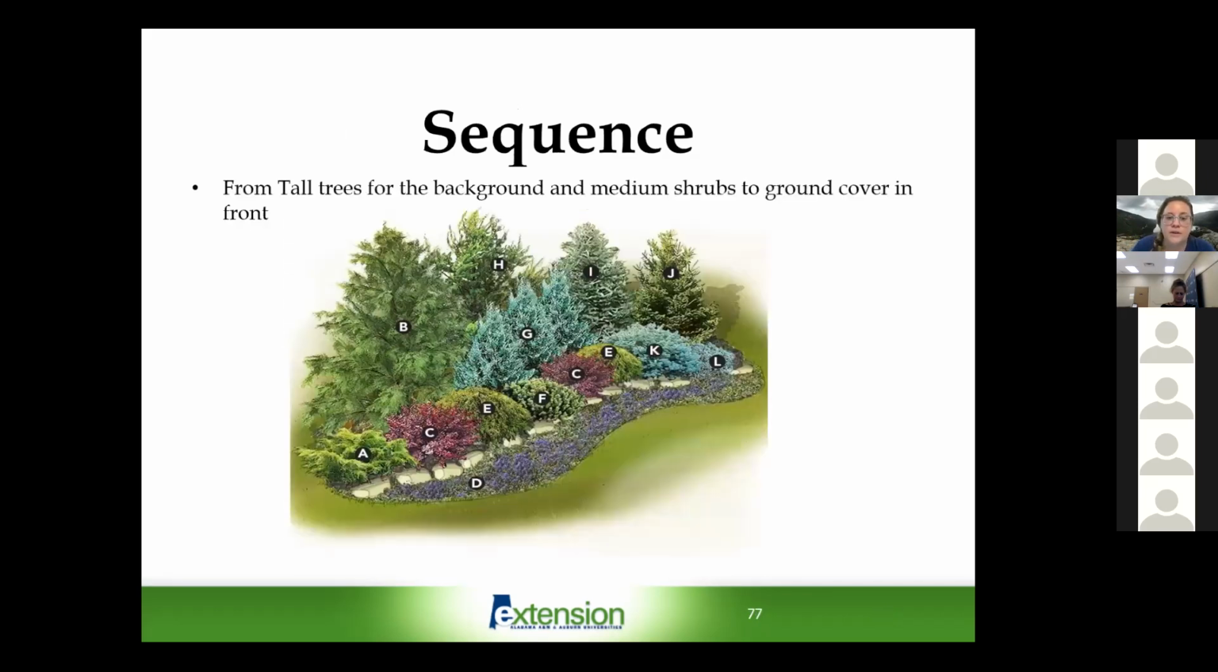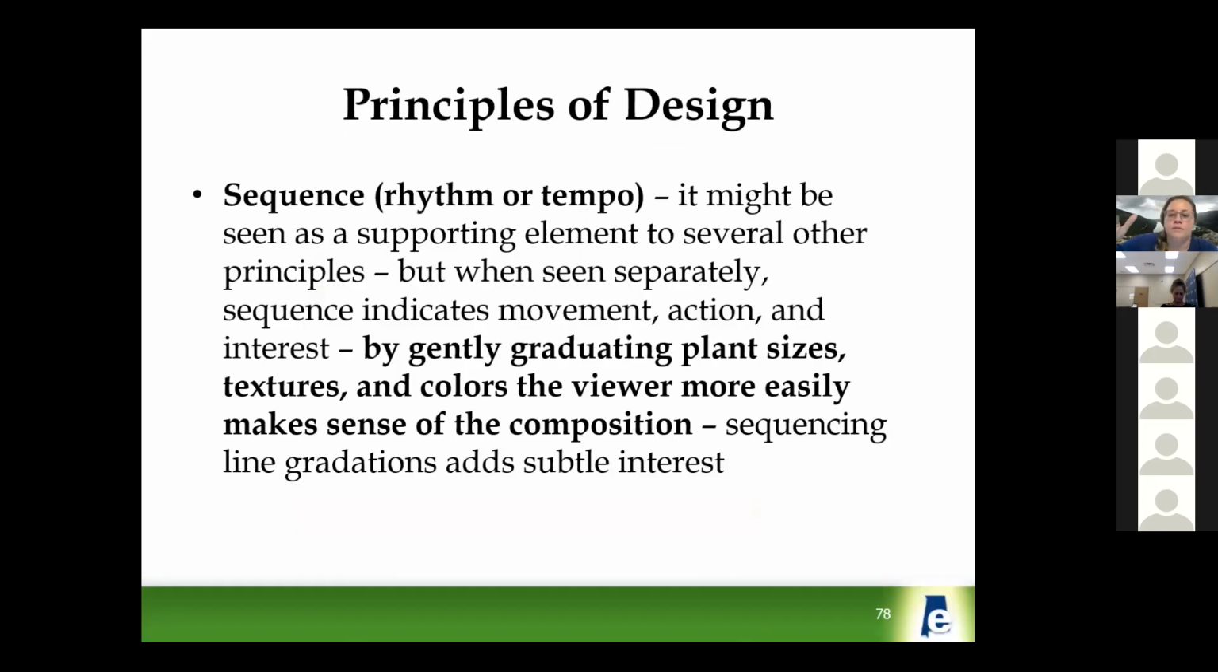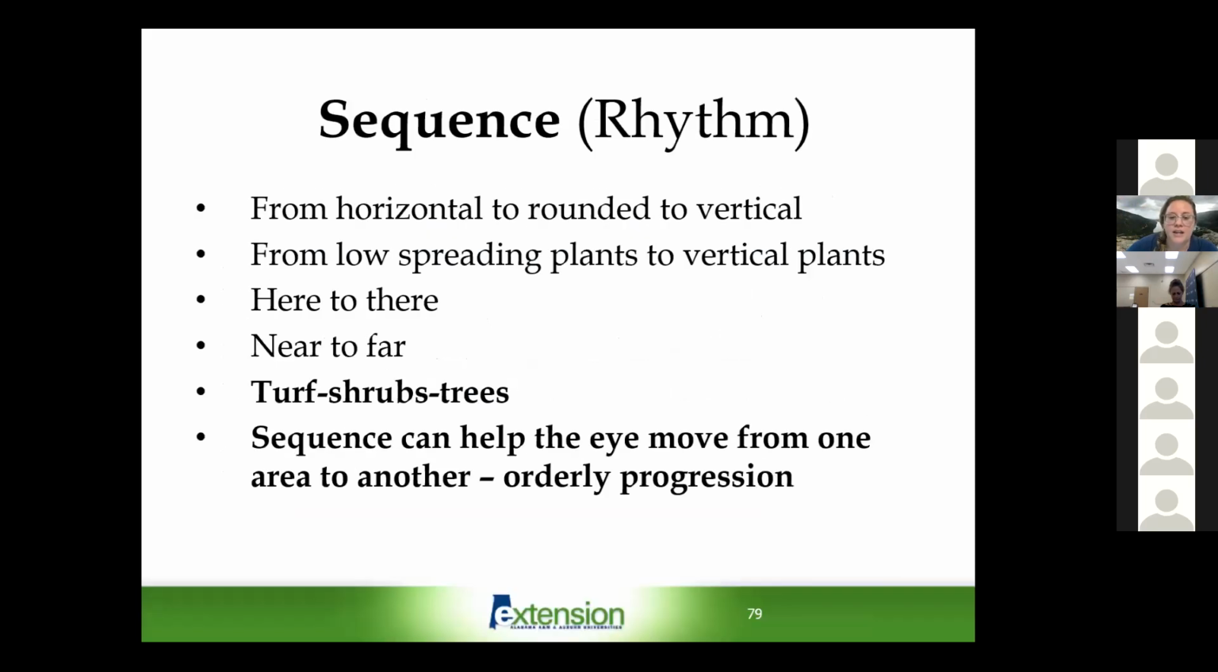Sequence. With sequence, this is kind of a mixture of a lot of the different elements, and it's basically just moving through the landscape, whether it's walking or your eye moving through the landscape. It's a supporting element. It's not as important, but it's one worth mentioning because we talk about graduating plant sizes or maybe textures or colors, and maybe we're moving from low to high or turf to trees. Sequence is basically just moving the eye through the landscape.